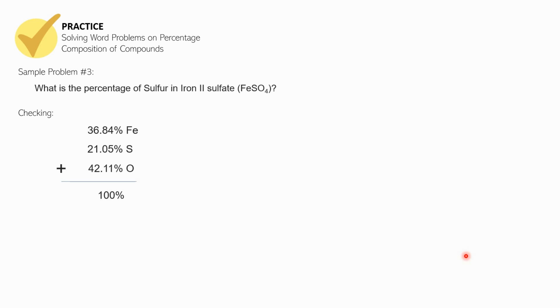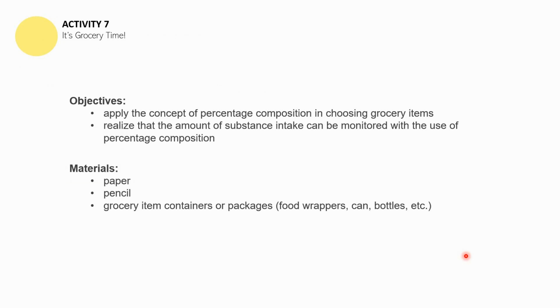Ayan. So, we move on now to the last part of this session, which is activity number 7. It's grocery time. We have the following objectives. By the end of this activity, you should be able to apply the concept of percentage composition in choosing grocery items. And then you have to be able to realize that the amount of substance intake can be monitored with the use of percentage composition.